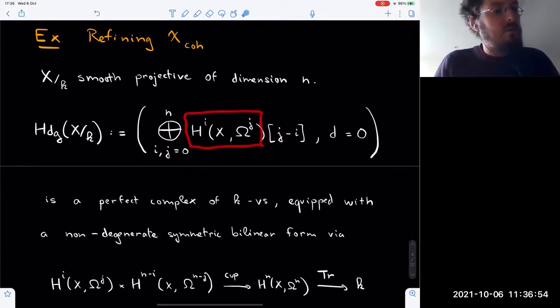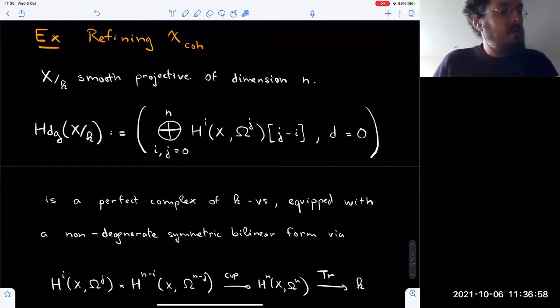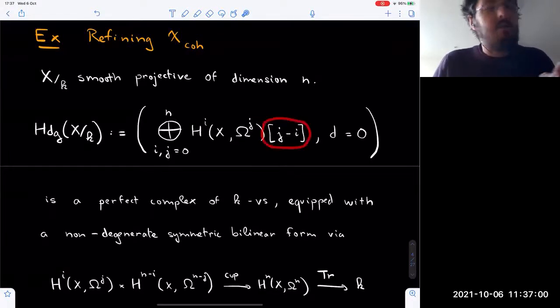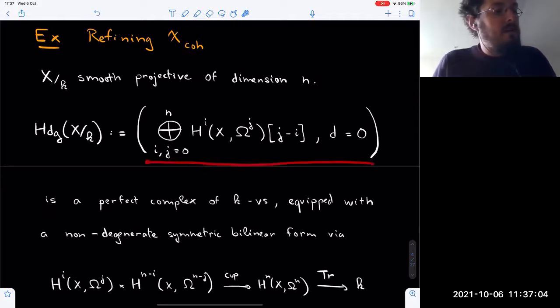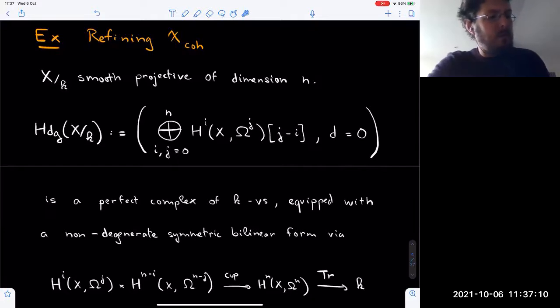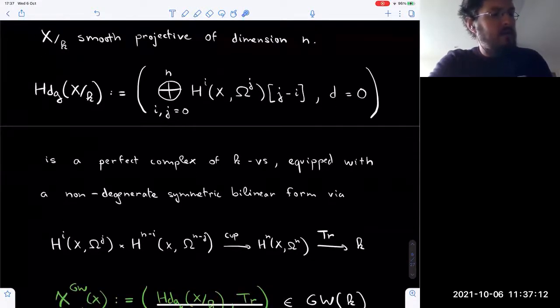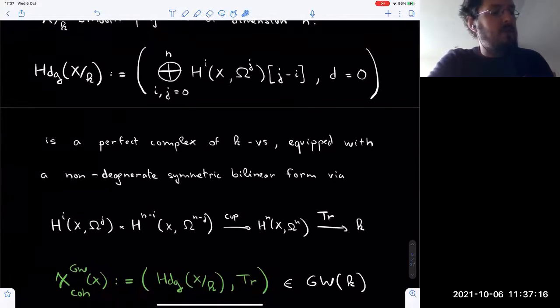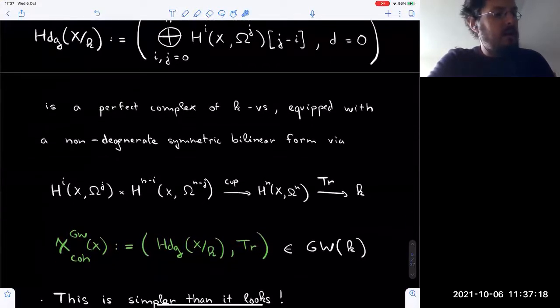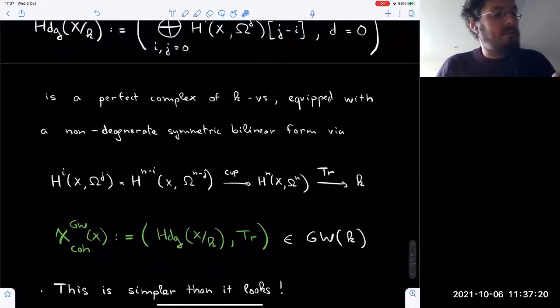So this Hodge number, we replace it by the Hodge cohomology groups. We put them in the appropriate degrees, and so we can think of this as just a graded vector space, but we think of it as a perfect complex of k vector spaces with trivial differential, and we equip it with a symmetric bilinear form, which is non-degenerate, using Grothendieck duality, or Serre duality in this case.